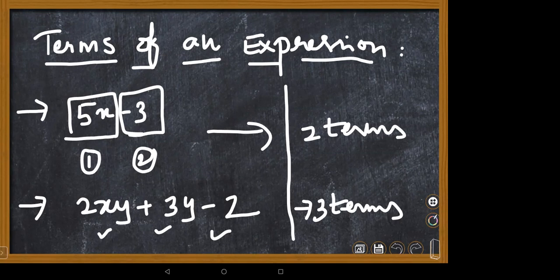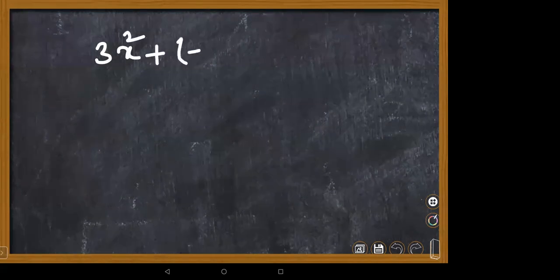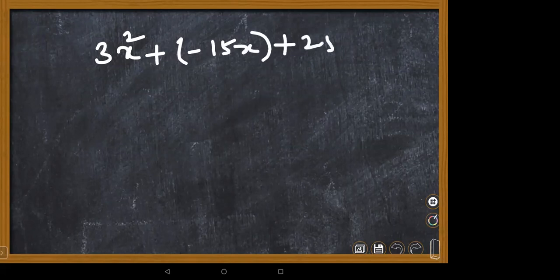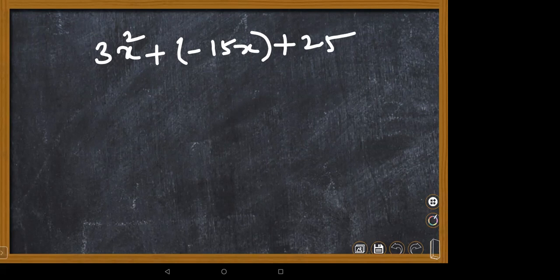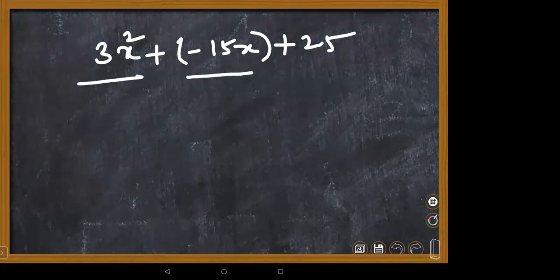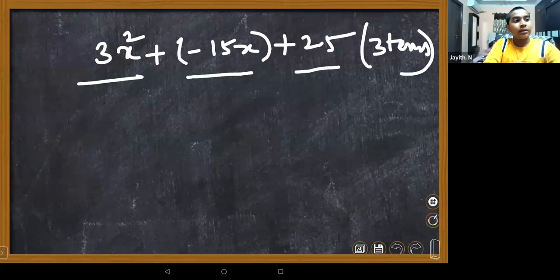Now, I'm going to give a small problem for you. Just write down 3x square minus 15x plus 25. Ma'am, trinomial. Why? Because this is 1 term, this is another term. Very good. 3 terms. Right.